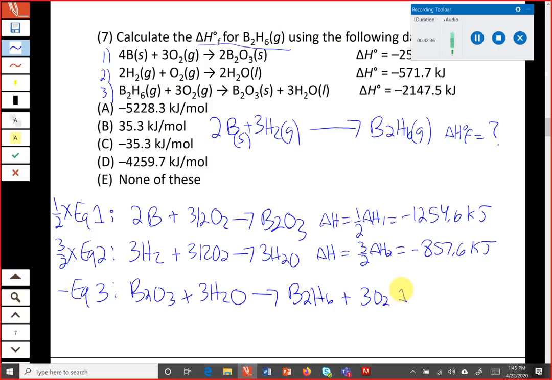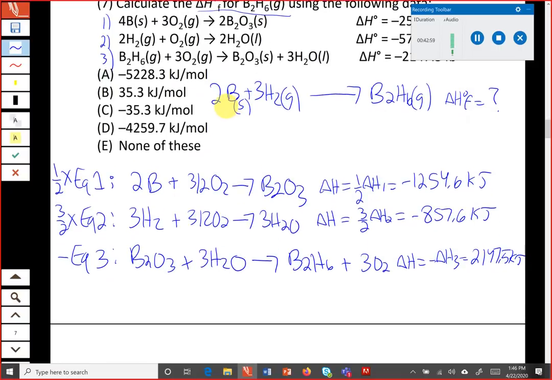And whenever you flip a chemical equation, the delta H just changes its sign. We didn't do anything to the coefficients, so we don't have to multiply it by any other factor, but any time you flip the equation, you flip the sign of delta H. So it's going to be the negative of that third delta H, or positive 2,147.5 kilojoules. All right, so those are the 3 modified equations.